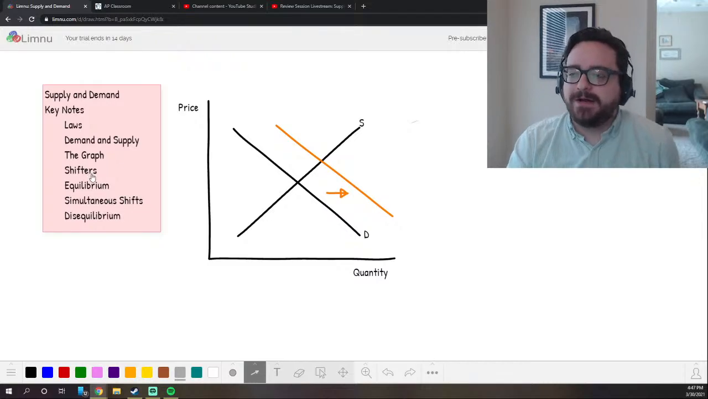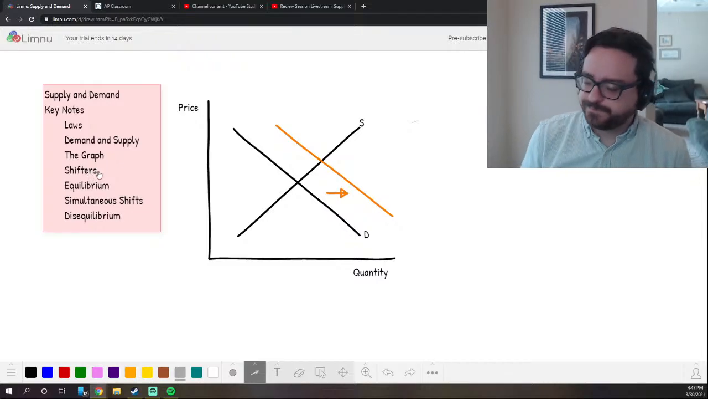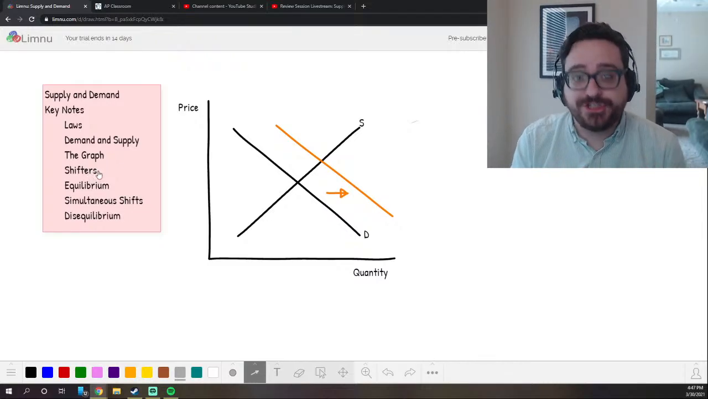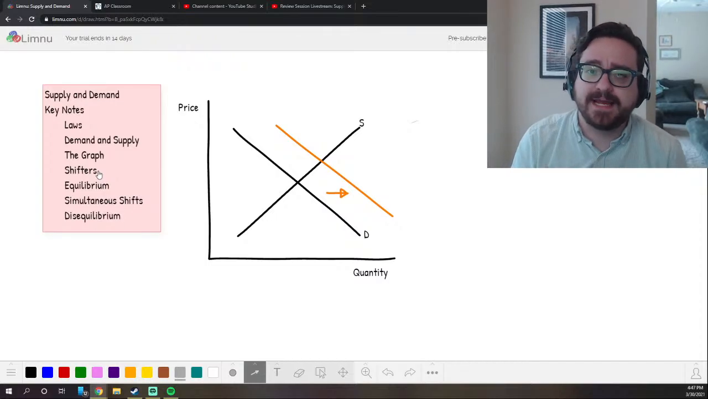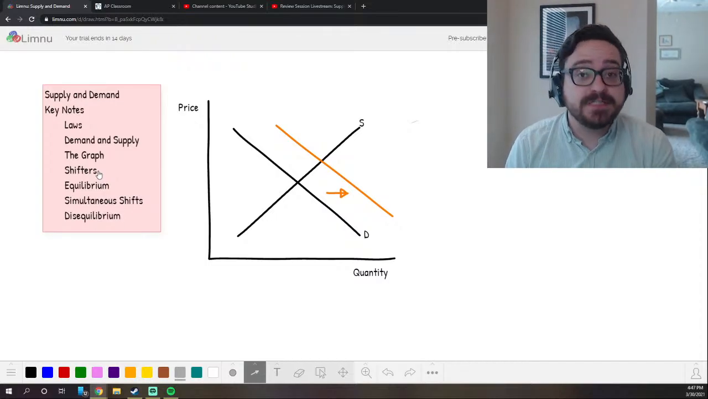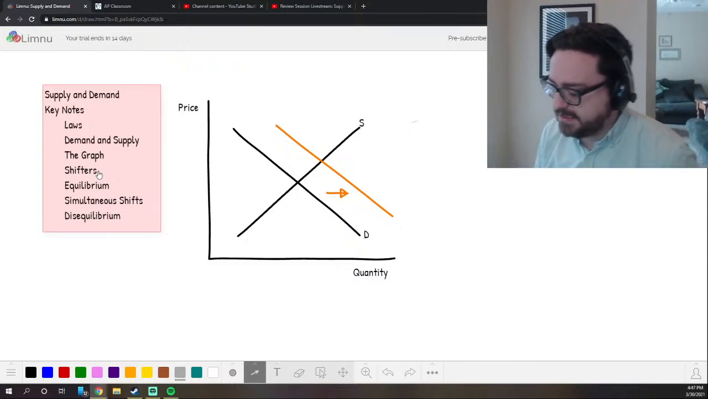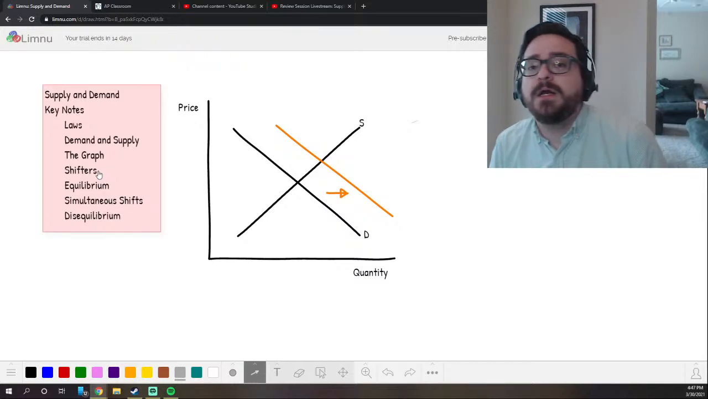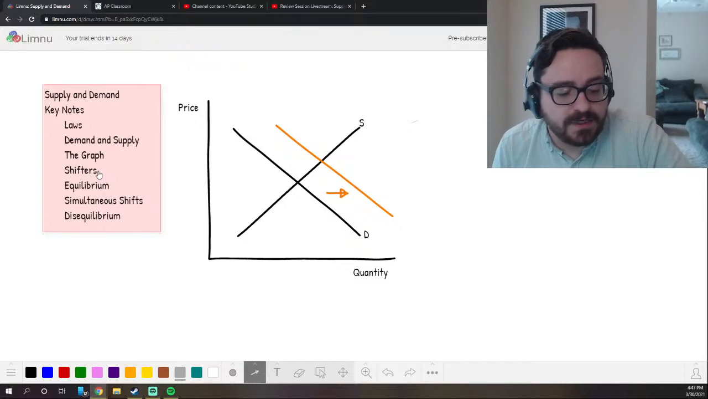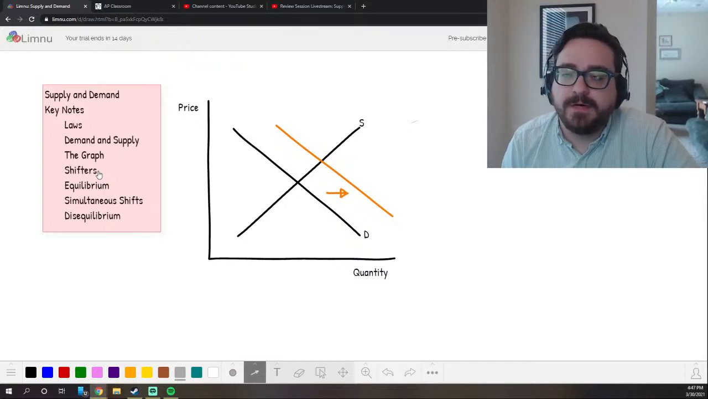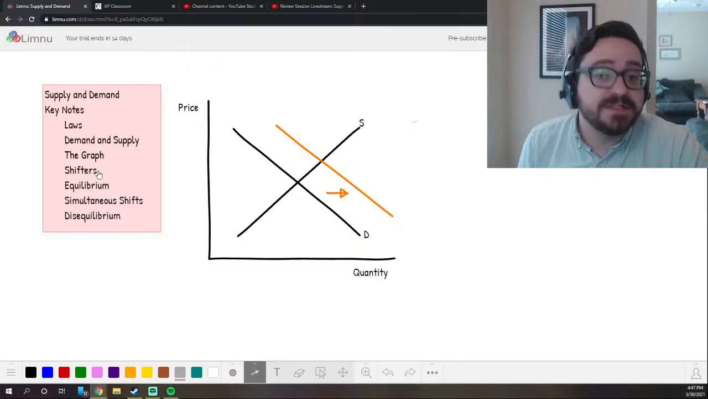Okay, now I kind of skipped over this part. The graph can shift. There are a bunch of things that can do it. To keep it as simple as possible for you, to not make you write down an insane list of things like I did for my students: if it affects how badly people want to buy a thing, it's demand. If it affects how much businesses are going to produce of a thing, it's supply.